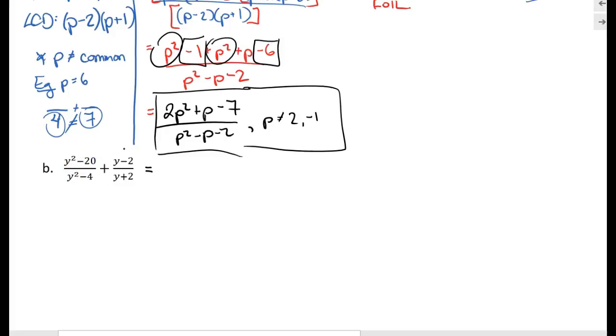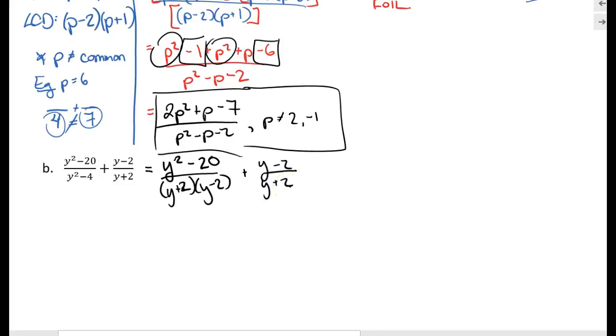So my numerator can't have anything done with it. I've got y squared minus 20. But my denominator is a perfect square because 4 is also a square. So I've got y plus 2 and y minus 2. Plus, I can't factor my second expression at all, so y minus 2, y plus 2.